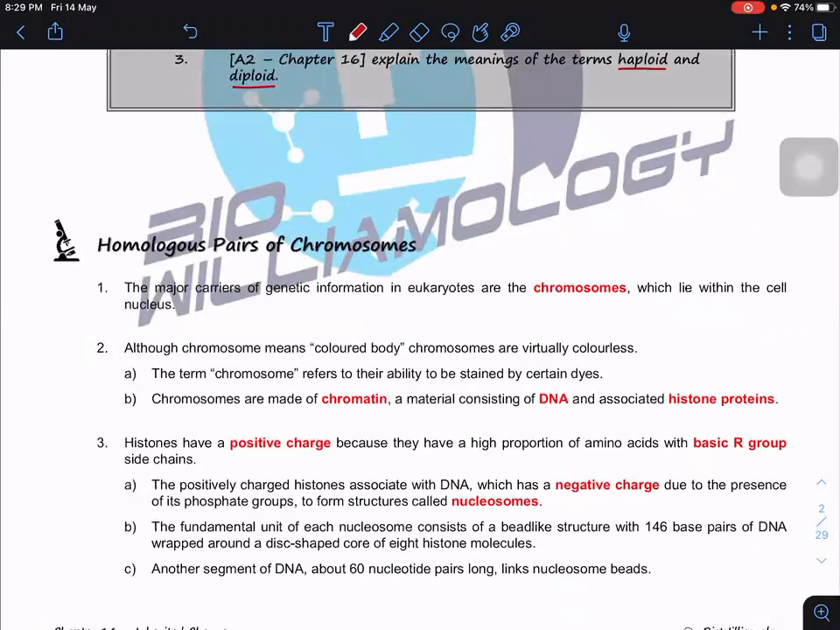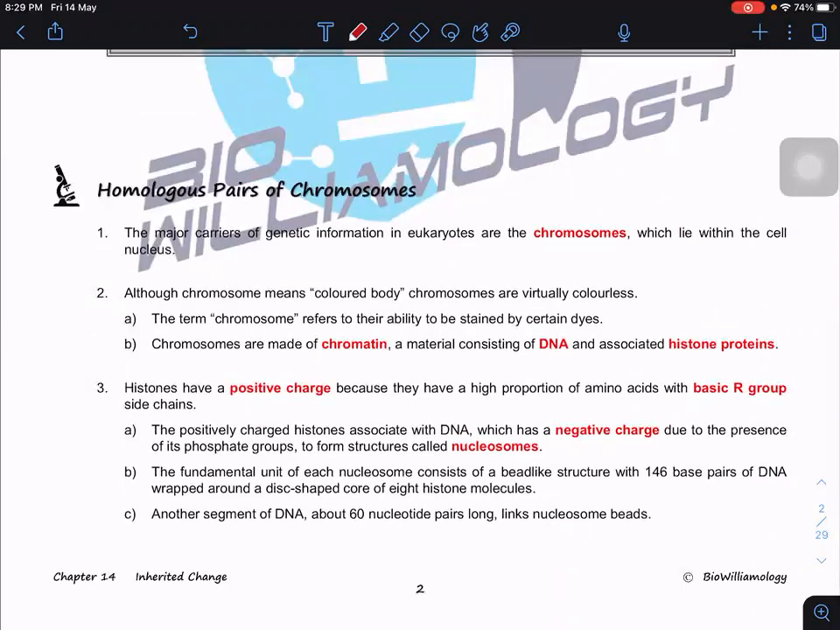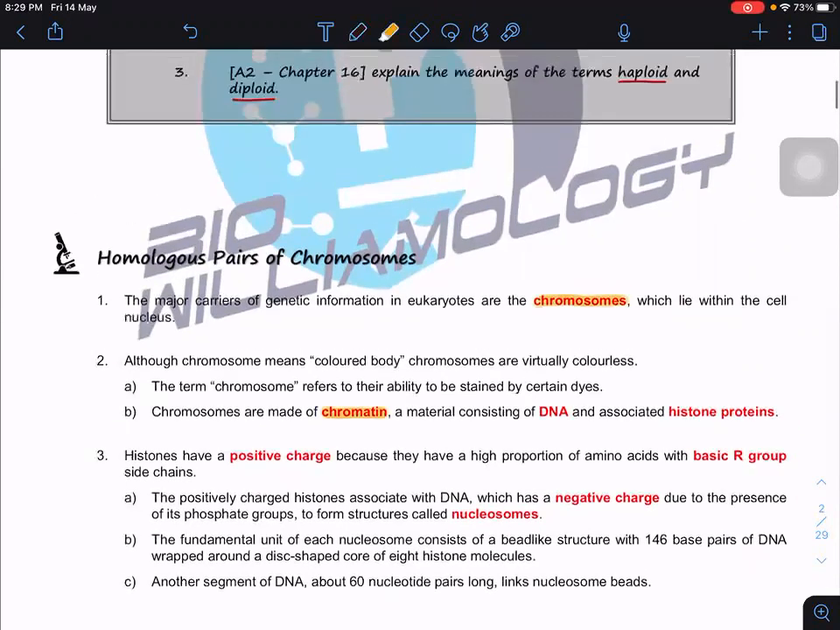All the explanation is already inside here. I just want to specify the terms chromatin and chromosome. What is the difference between chromatin and chromosome? You learned this in AS. Chromatin is basically a thin thread structure. When it condenses, the condensation makes the chromatin into a chromosome. So don't say the chromosome condensed. It must be the chromatin that condensed.